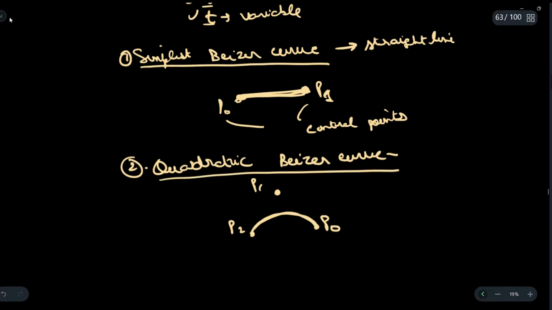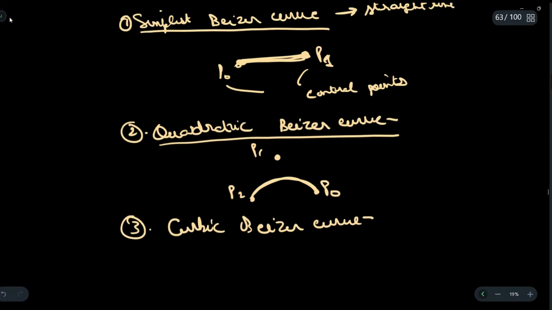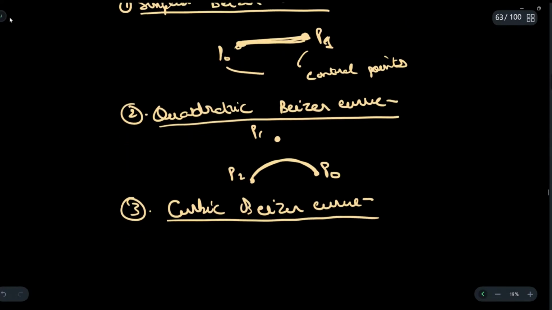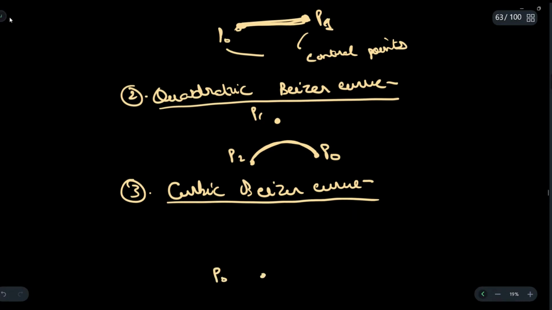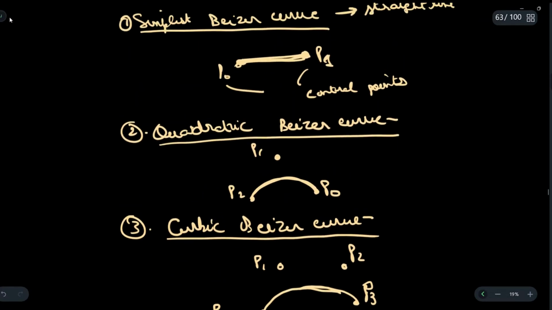And thirdly, we have the cubic Bézier curve. A cubic Bézier curve is represented by four control points, that is p0, p1, p2 and p3. So these are the four control points, and we will join p0 to p3. So this is how you represent different types of Bézier curves. We can have further Bézier curves, but we will only be discussing these three, as these are the main curves that we will be using.